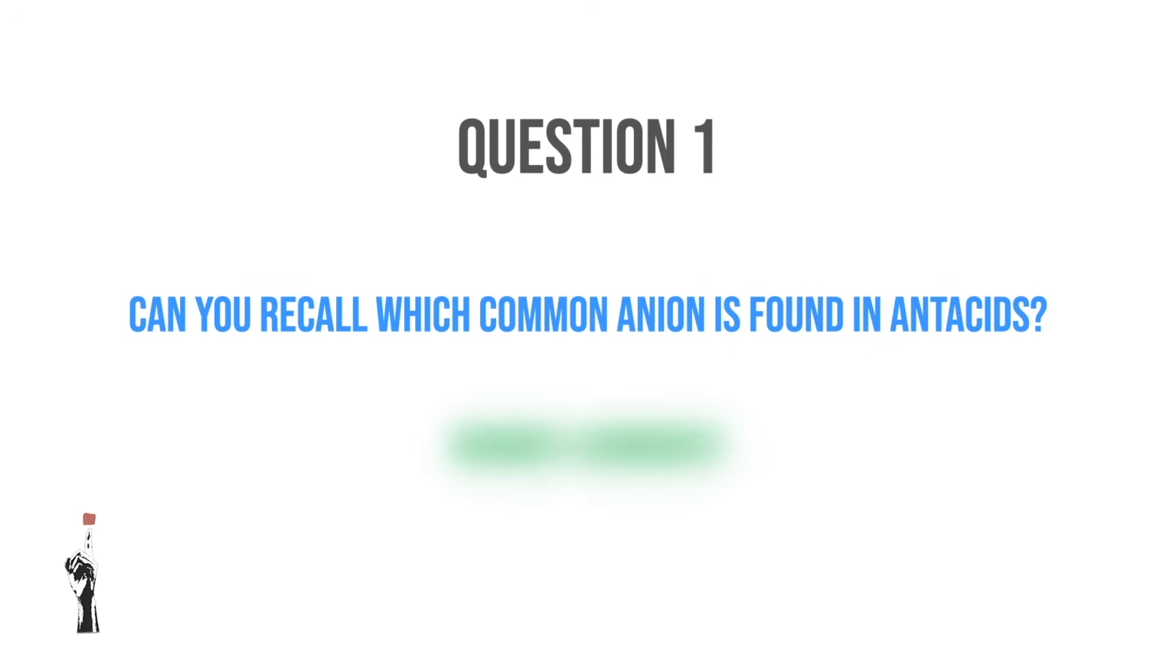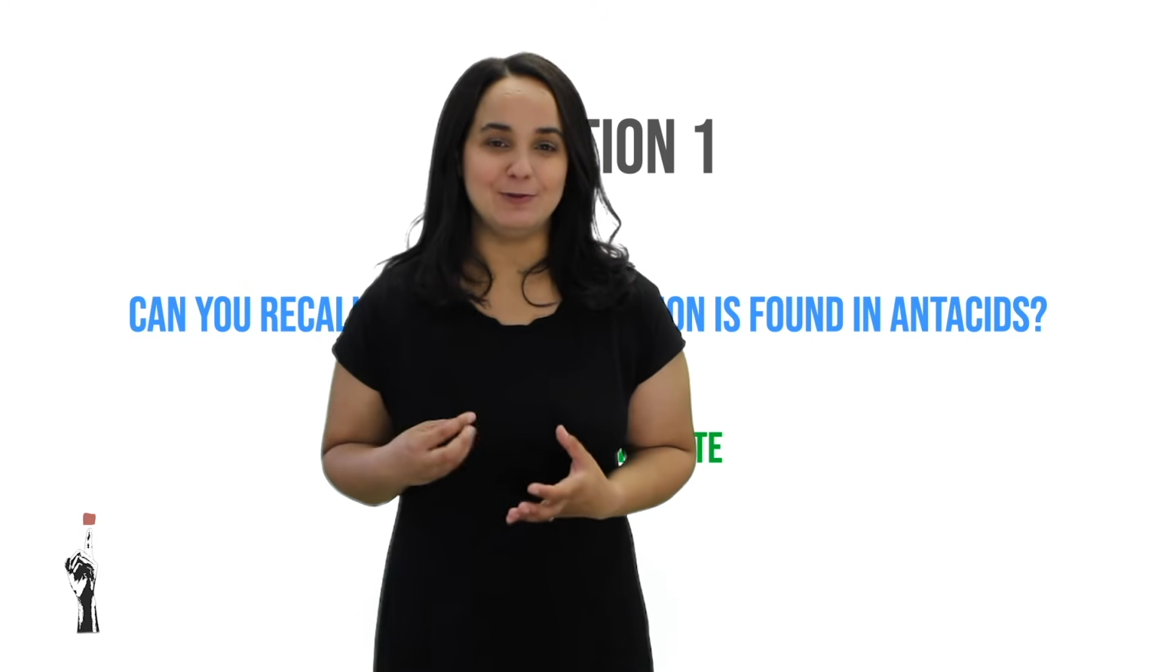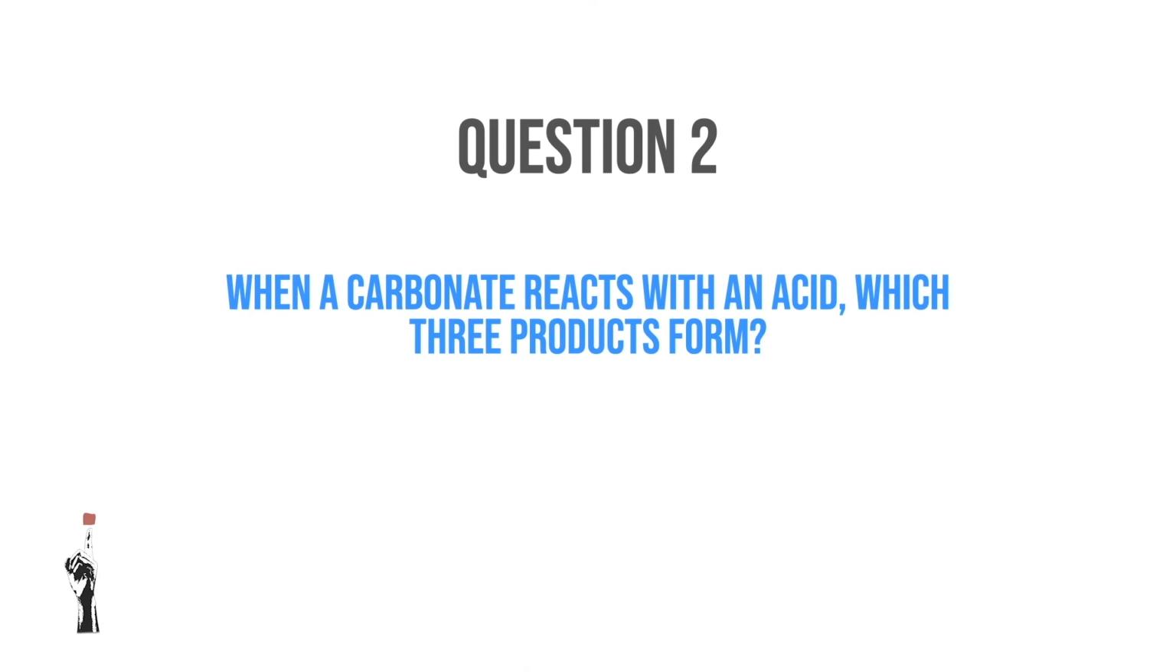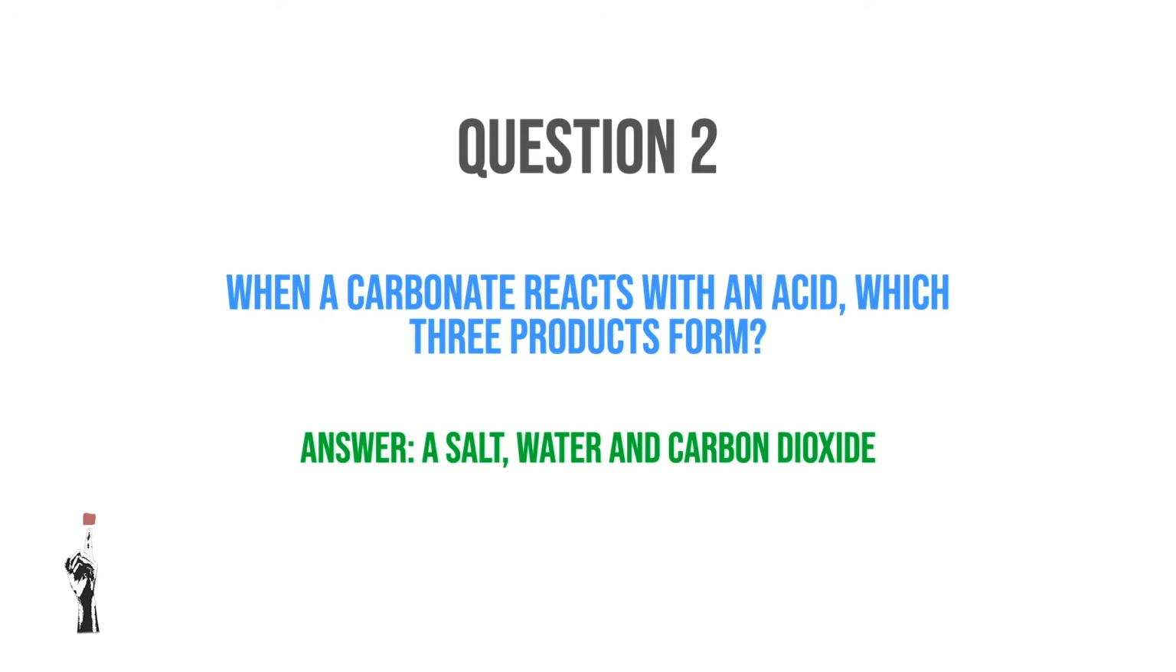Carbonates form part of antacids such as ENO and Gaviscon. Remember, we use antacids to relieve the pain caused by heartburn. When a carbonate reacts with an acid, can you recall which 3 products would form? The 3 products that form are a salt, water, and carbon dioxide.